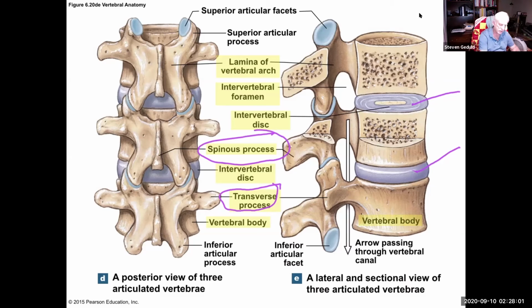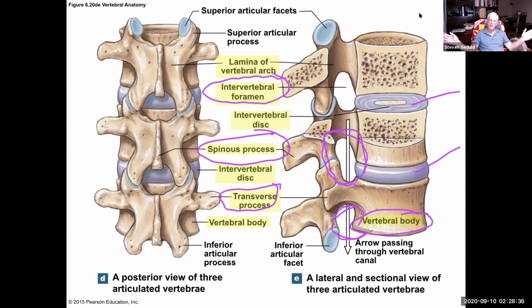Here's your arch. This forms an arch here. And this arch, as they come together, forms a canal. That canal allows the spinal cord to pass through it. Okay? And it forms what's called an intervertebral foramen, an intervertebral opening. So these are your vertebral bodies, and they form an arch. Here's your arch. When the next one lines up, it forms a foramen. The spinal cord passes through that foramen.